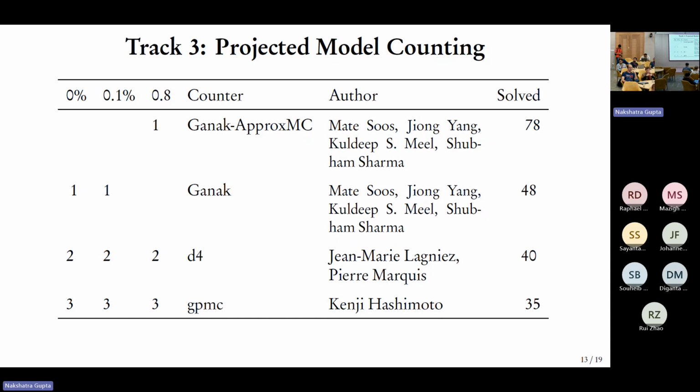So is there any plan to include proof logging? Yes, we definitely plan to include proof logging next year, but we have to see how far we can go in terms of performance, because as I understand it, proof logging model counters are not that efficient. So we have to see whether we can get a correct count, proof logged, for all the instances we have.